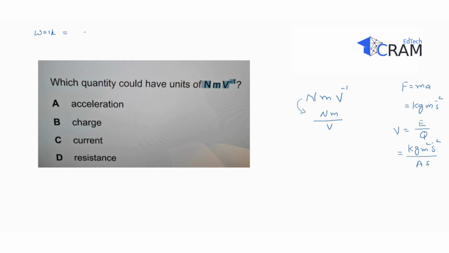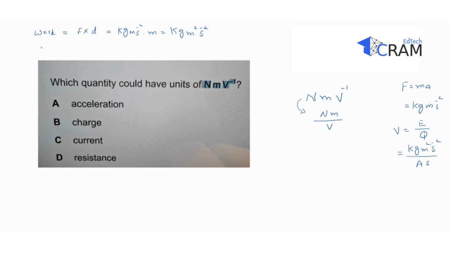Work is equal to force multiplied by distance in the direction of force or displacement. Force is, as we have done it here, kilogram meter per second square. This is force, and distance in the direction of force, that is in meter. So when you are simplifying this, you are getting kilogram meter square per second square. Means the same thing what we wrote here.